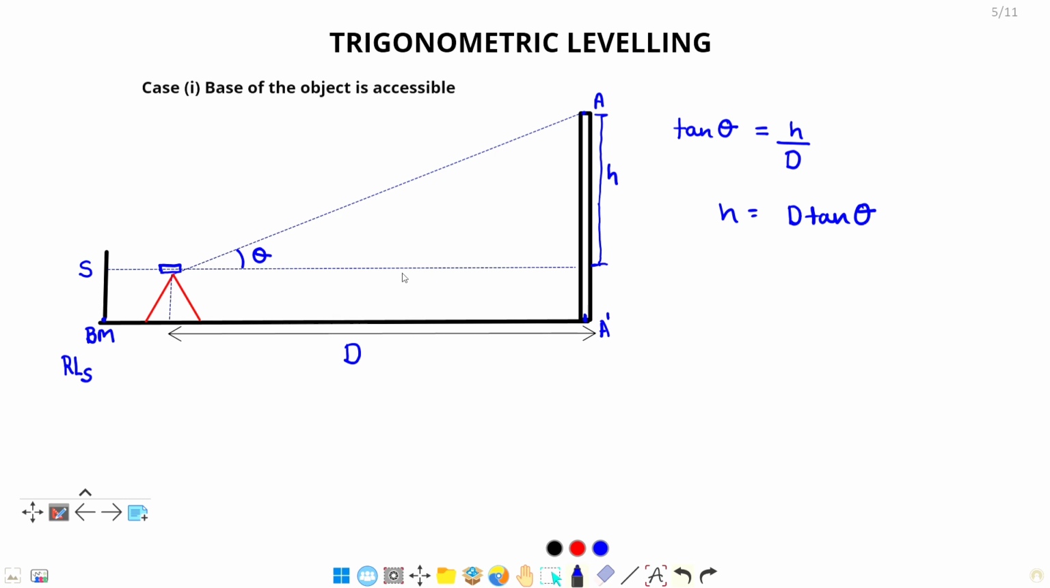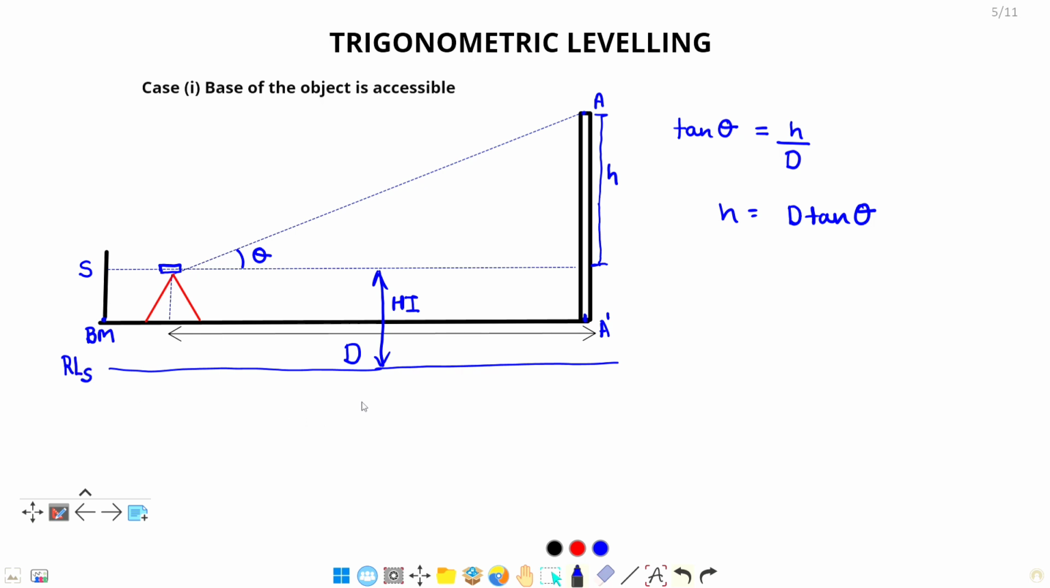So if we calculate the height of instrument, meaning the height of line of sight from mean sea level, if this is our mean sea level, and if we are able to calculate the height of instrument, then we will add up h and we will get the RL of A. So we know that already in leveling, height of instrument is calculated by taking back side at benchmark, and here back side is S and RL of benchmark is RLS.